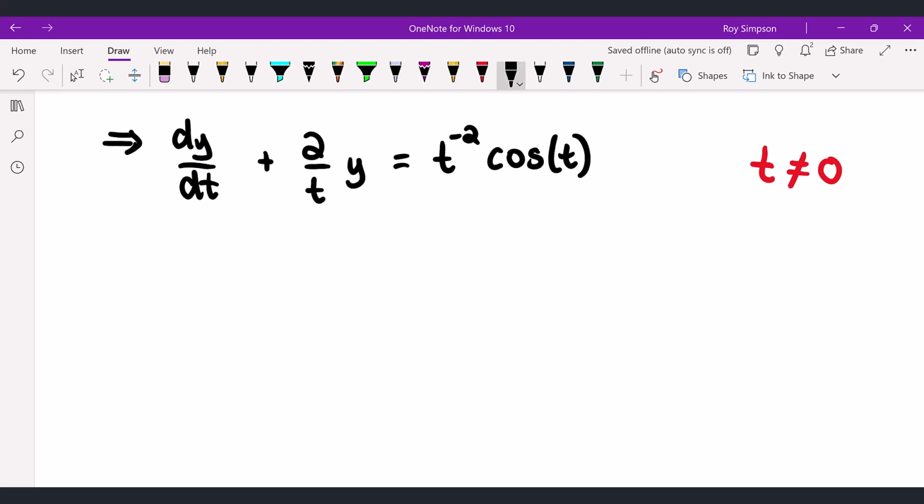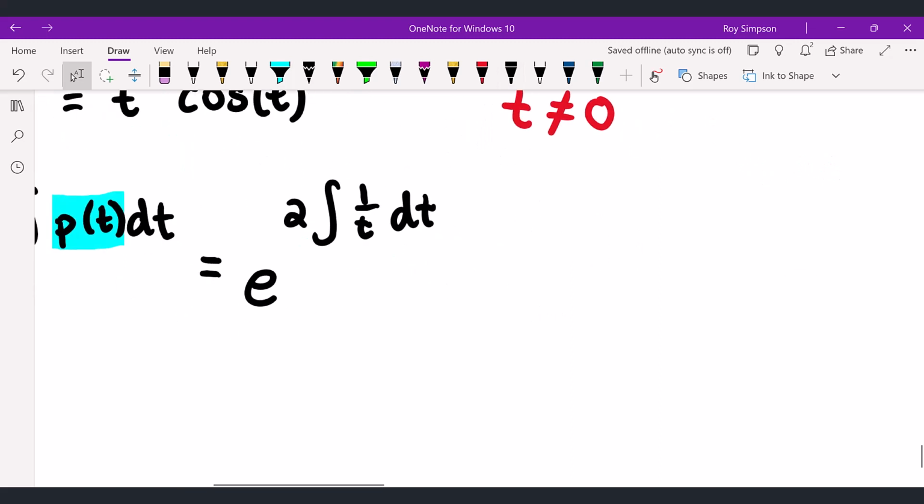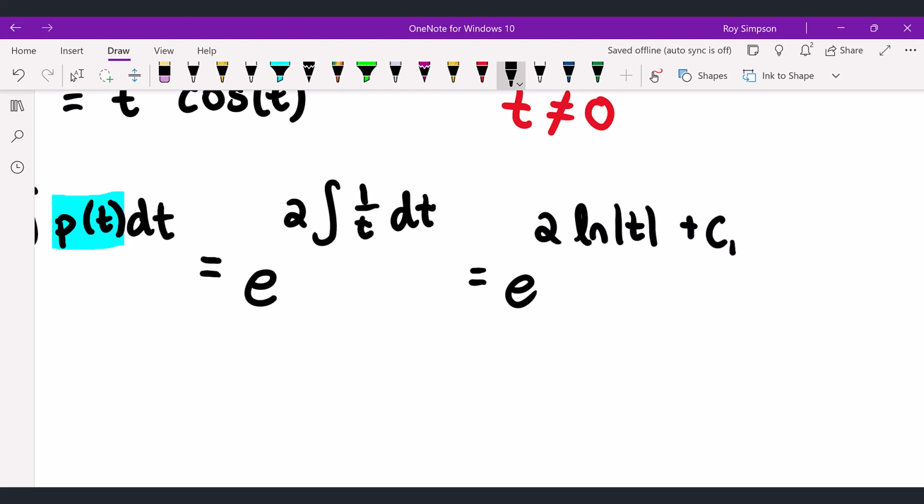I'm going to let mu equal e to the integral of p of t dt. Now, p of t is actually just the coefficient function attached to y there. So let's go ahead and sub that in and integrate. Now you get to this point right here, and I just want to draw your attention to this. This is going to be e to the 2 natural log absolute value of t plus some constant of integration.